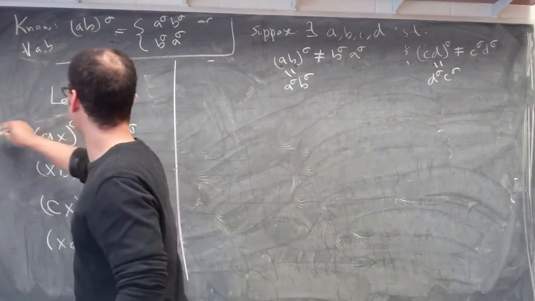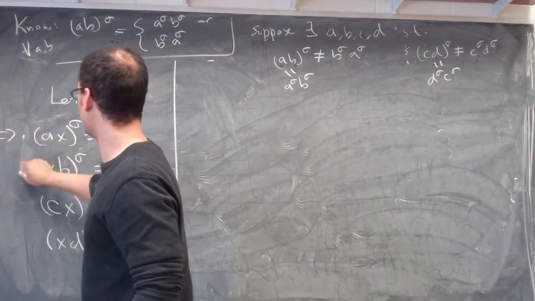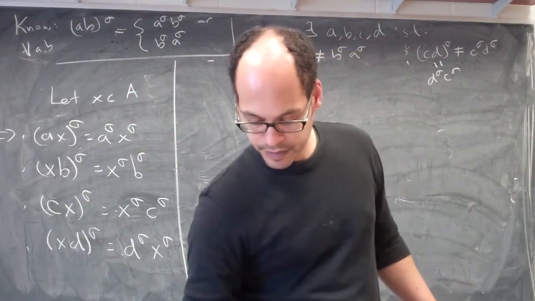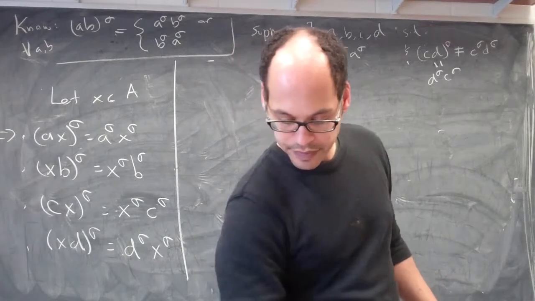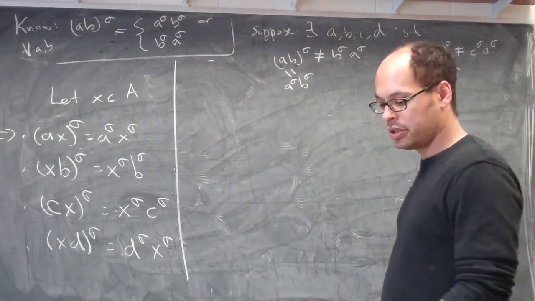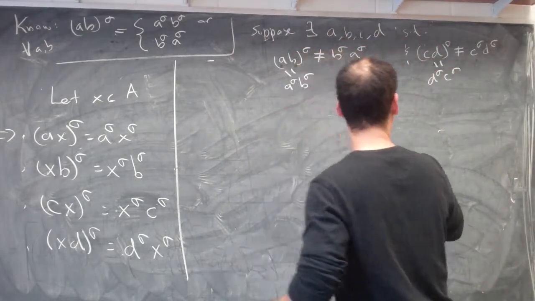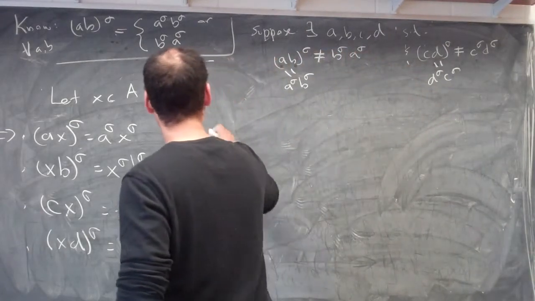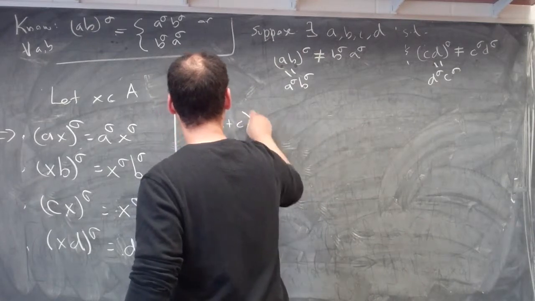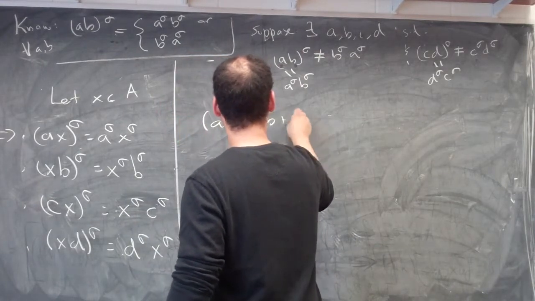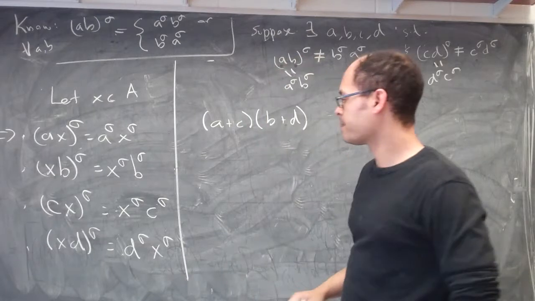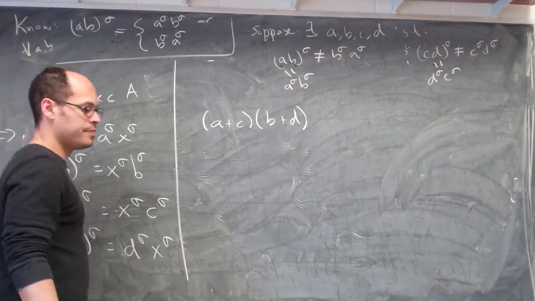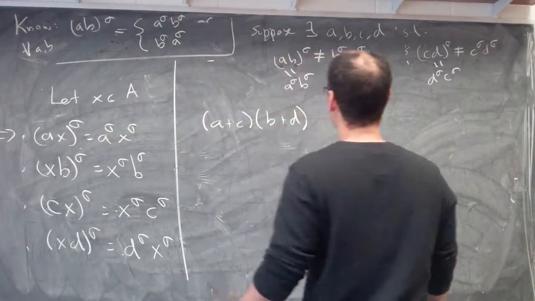Let x in A, then you can show that these four things must hold. Okay? So then, to finish this off, what am I going to do? Let's look at a plus c, b plus d. So, let's see what's going on here, right?